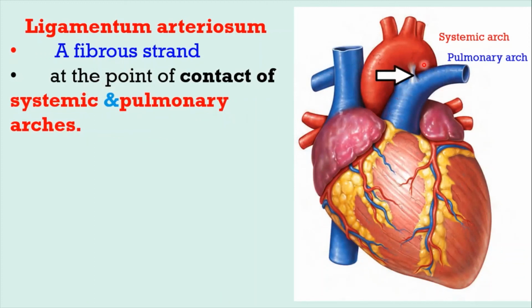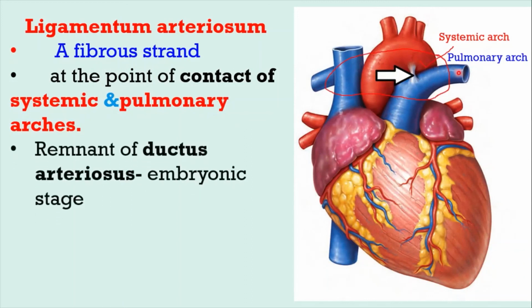What does it represent? It is the remnant of ductus arteriosus which connects the systemic and pulmonary arches in the embryonic stage. That means, in the embryonic development, these systemic and pulmonary arches are interconnected by a small vessel known as ductus arteriosus. This disappears during development. When it disappears, its remnant is represented as ligamentum arteriosum.